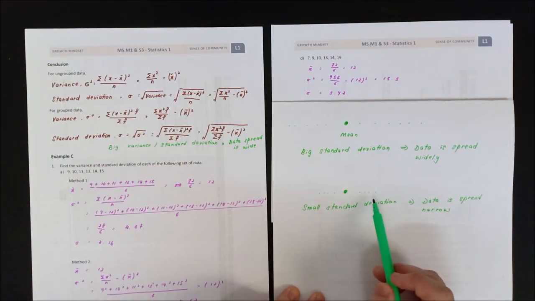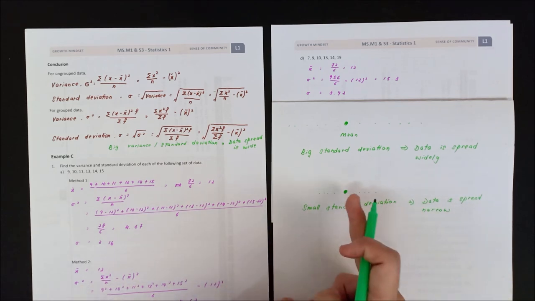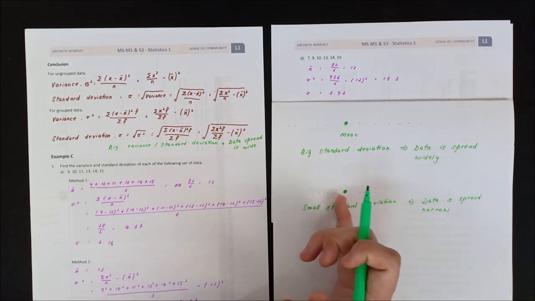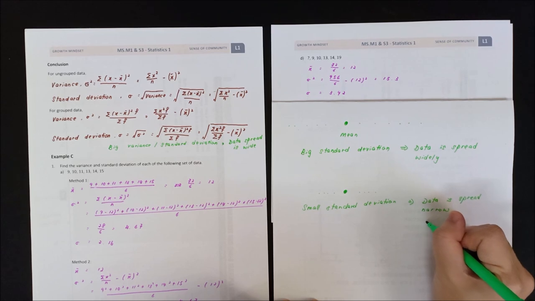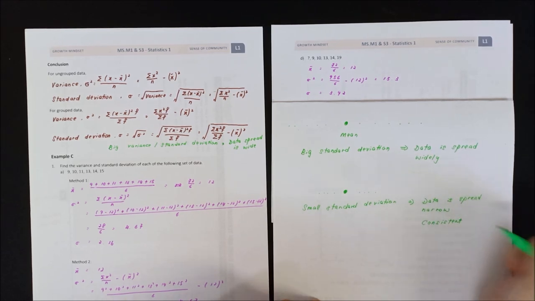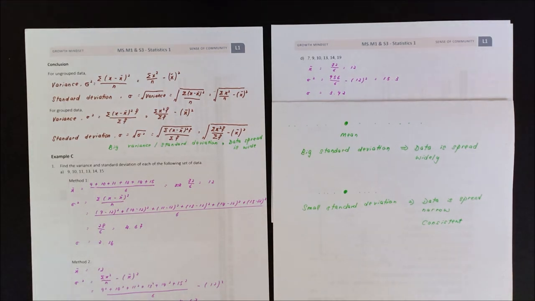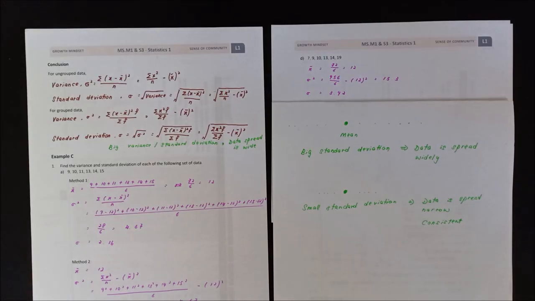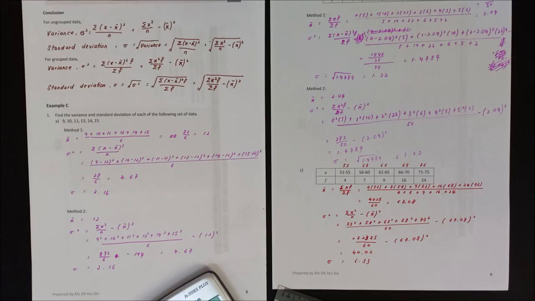But for small standard deviation, it means that they are very close to the mean. So that's why we say that this kind of data is actually more consistent. Okay, so you can try to write down or draw this out in your notes for the standard deviation. When you flip to your next page, I have three questions for you to practice.